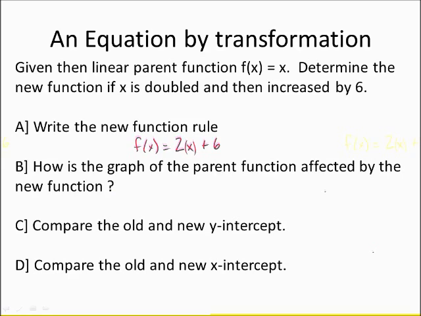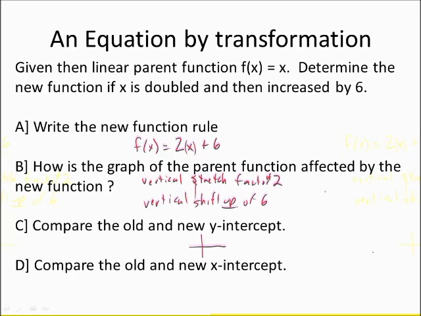So this 2 is on the outside of the function, so it's going to be a vertical. And because it's outside, it's going to do exactly what it says. So it's being multiplied by 2. So if you're doing something vertically and you multiply it by 2, you expect it to stretch by a factor of 2. Okay, and then the plus 6 again on the outside, so it's a vertical. And when you add things, you expect it to shift up. So a vertical shift up of 6.